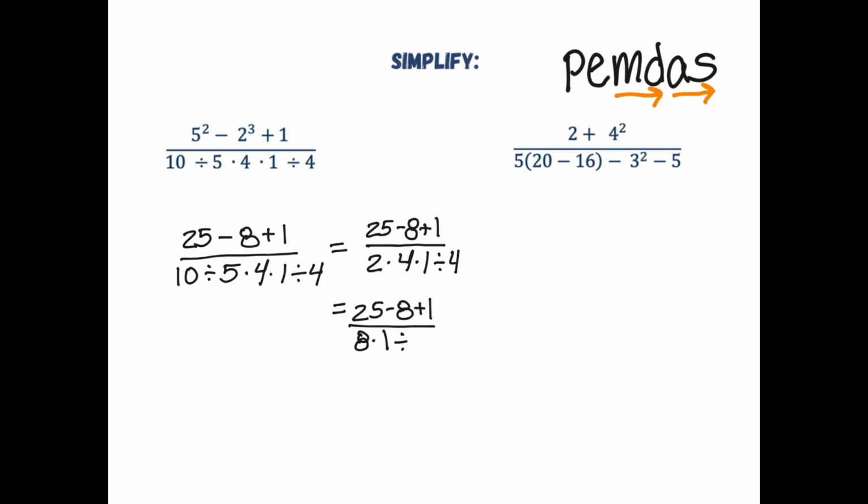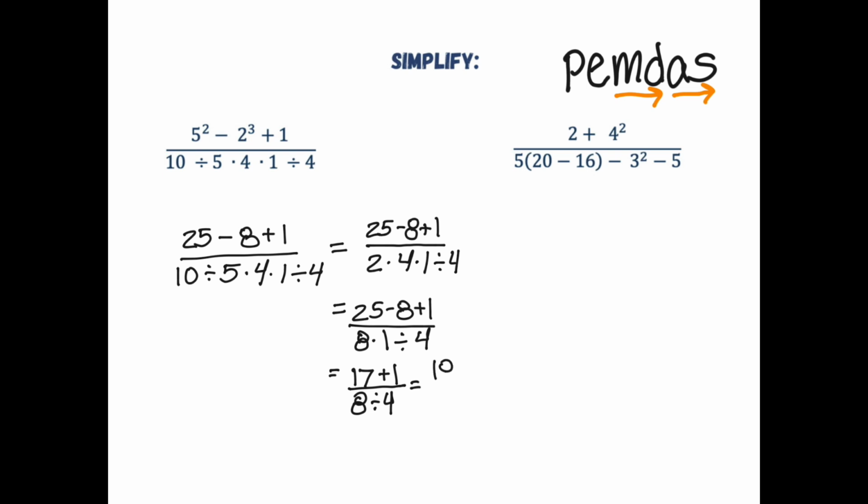Now, because the top and the bottom of this problem are technically separate, I want you to picture them in separate invisible parentheses, we can do some of our steps at the same time. So I'm going to simplify the top and simplify the bottom. And as long as I'm following PEMDAS with each one individually, I can kind of jump back and forth between them. So I'm going to subtract 25 minus 8 is 17, bring down the plus 1, and then 8 times 1 is 8. Then bring down the divided by 4.